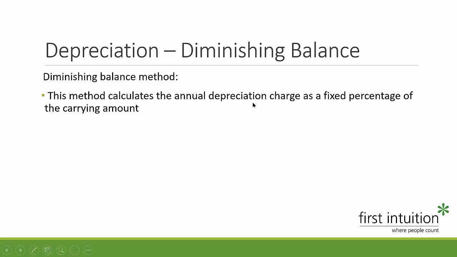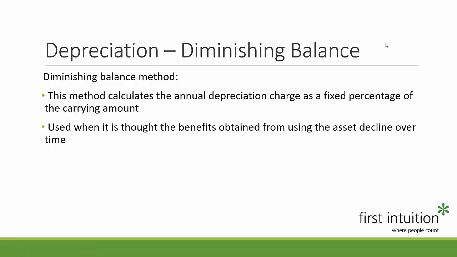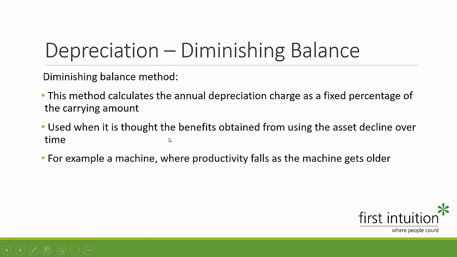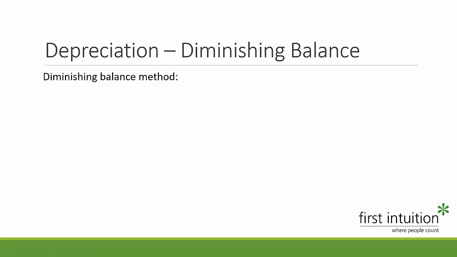So obviously, the primary difference between the two methods in this instance is this one is used when it's thought that the benefits obtained from using the asset decline more over time. And again, it's best used, not mandatory. You won't be asked to recommend these come your live exam. So a very good example is a machine where the productivity, or basically its overall efficiency, falls as the machine gets older. And again, maybe older because of its usage or just through the laws of time passing on, plain and simply.